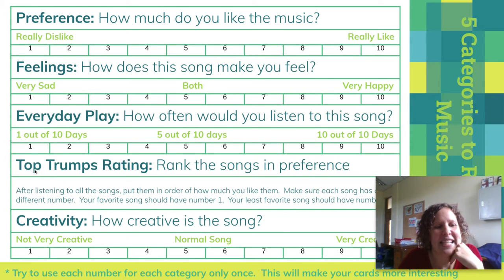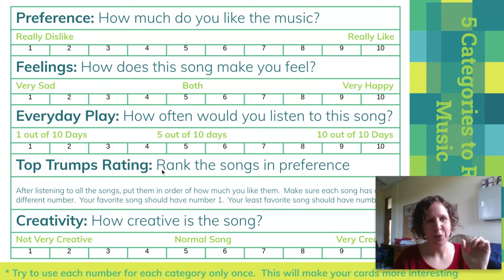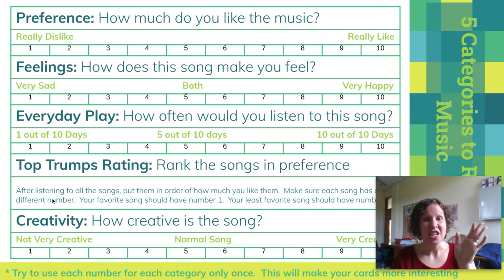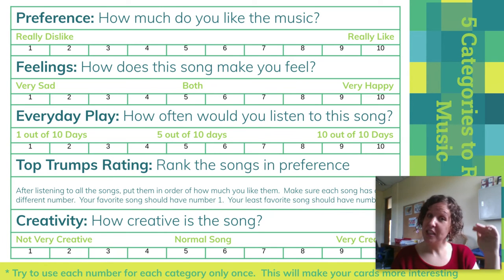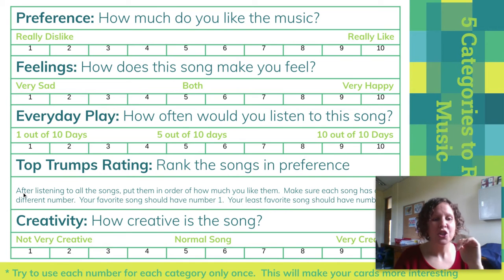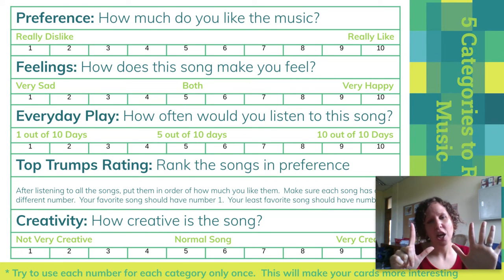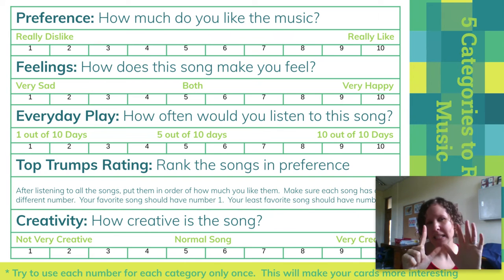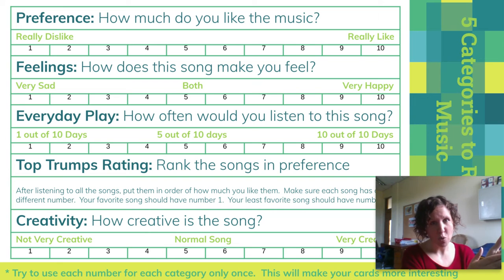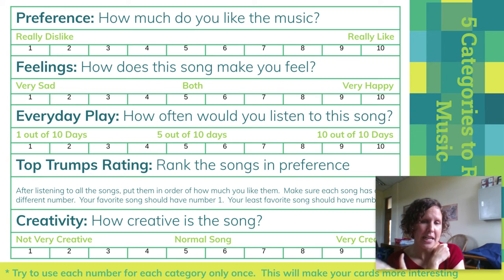The next category is top trump ratings. This is ranking your songs in order of preference. So you might not like any of the songs, but there's still one song that is the best. So your favorite song should be number 1, and your least favorite is going to be number 7, because there's actually only 7 songs that we're listening to. We're not listening to 10, we're only listening to 7. You're going to be making 7 different cards. So your favorite song is number 1, and the song that you like the least will be number 7. And again, it doesn't mean that you dislike it, it just means that's the order.